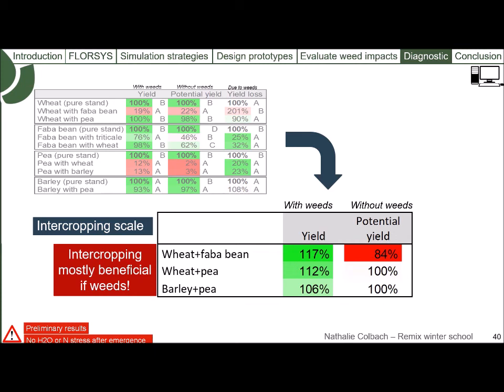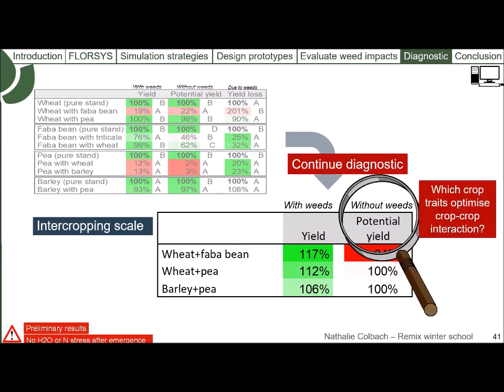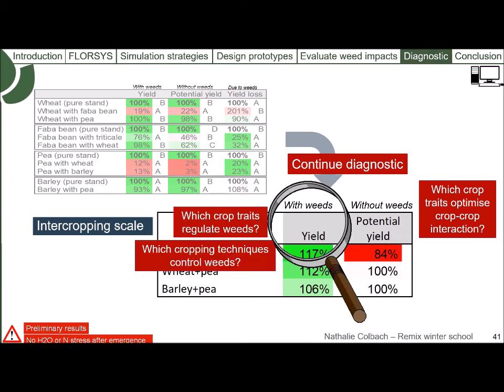In conclusion, FLORSYS is essential for multi-criteria evaluation of newly designed cropping systems, and it makes it possible to run a diagnostic to understand the performance of these novel cropping systems. The simulations also make it possible to evaluate weed impacts that are difficult or even impossible to measure in fields, such as weed contribution to feeding farmland birds or pollinators. The simulations are also essential for long-term evaluation of the different cropping system effects, and this long-term evaluation is absolutely essential if we are interested in weed management, because weed seeds survive for several years in the soil. And this means that the decision that is taken today will have impacts on future crops.